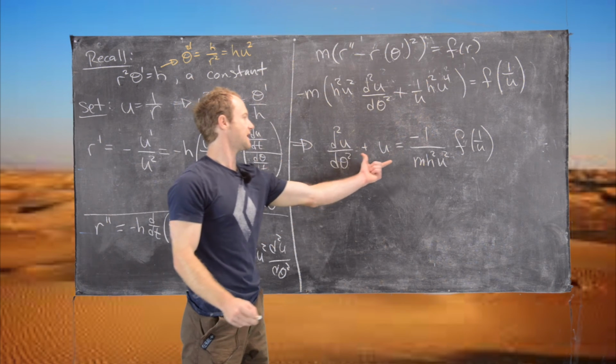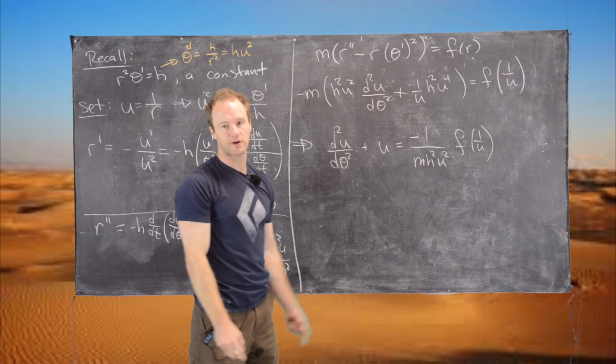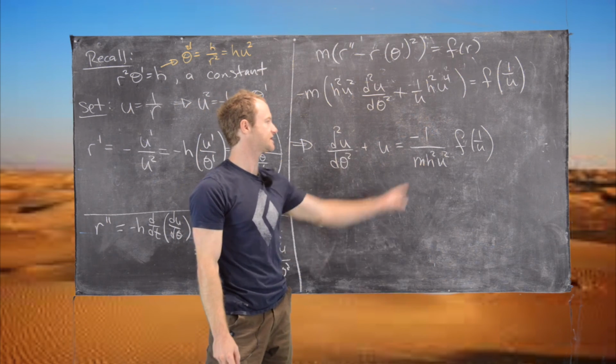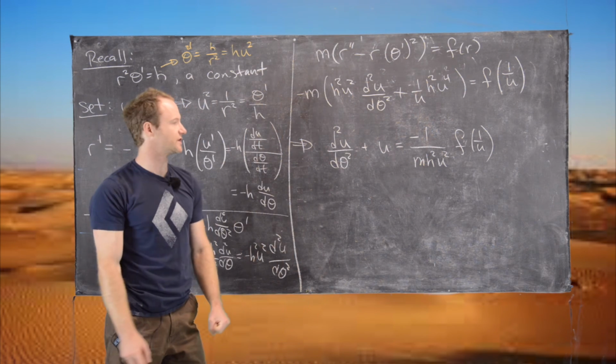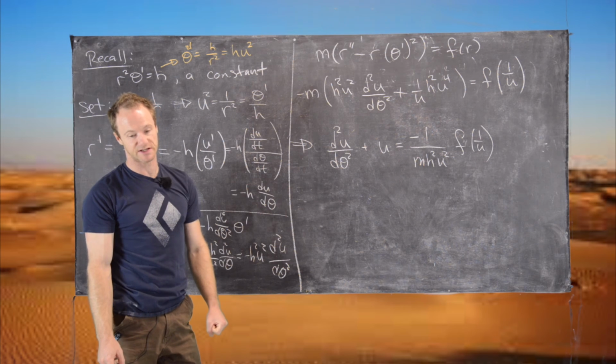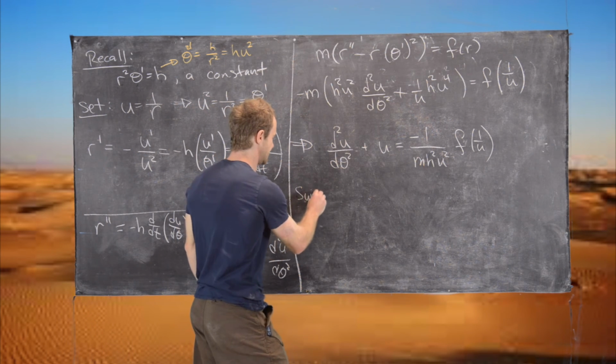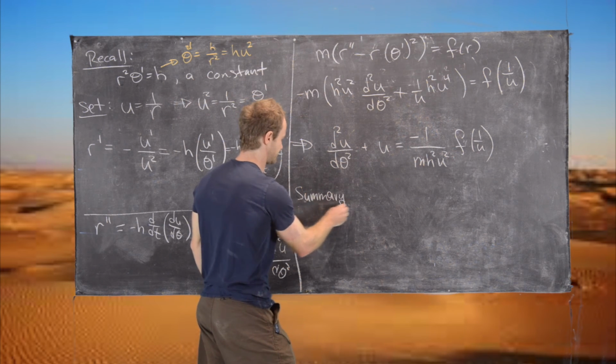So now notice we have a second order differential equation. It's a linear second order differential equation with constant coefficients. We have a non-zero forcing function though, so this is a non-homogeneous differential equation. So now the summary of this is as follows.